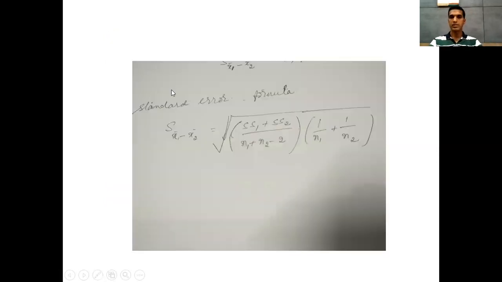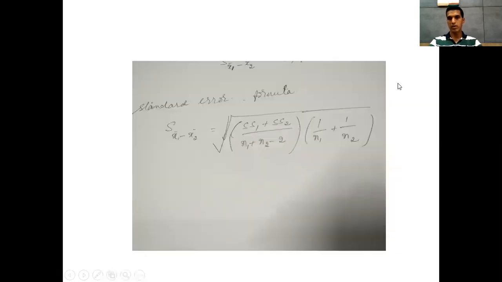Now, once again, to go back to the standard error formula, S(x1 dash minus x2 dash) is the root of SS1 plus SS2. So we have got these two values: this value is 110, this value is 106. What about N1 and N2? N1 is the total number of people in the first group. N2 is the total number of people in the second group. So you put the values in this formula, then you get the standard error.